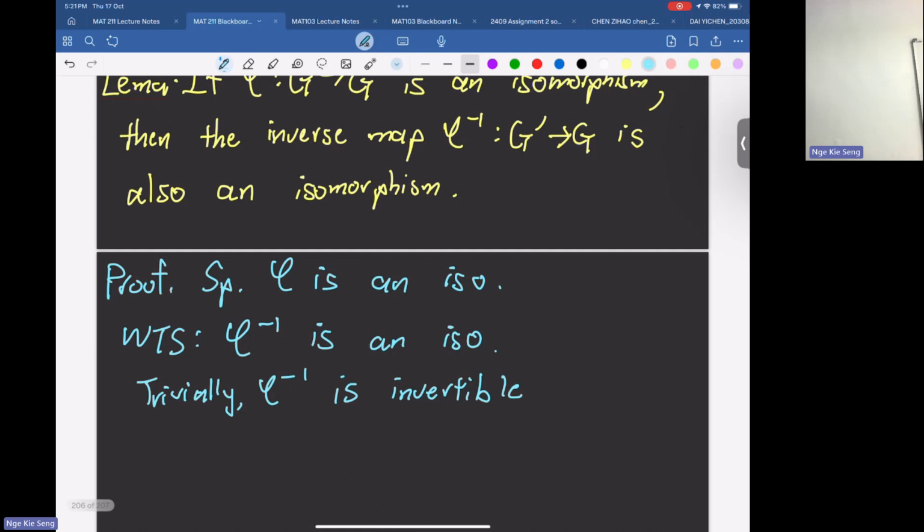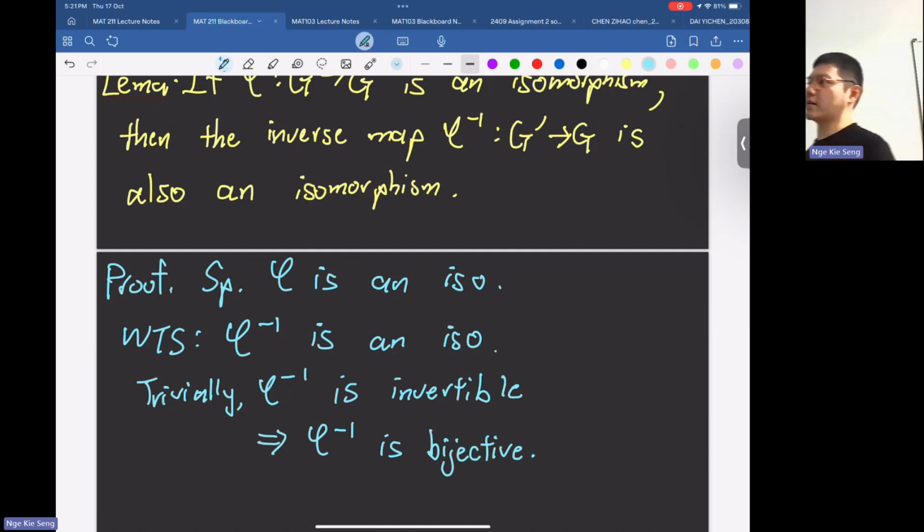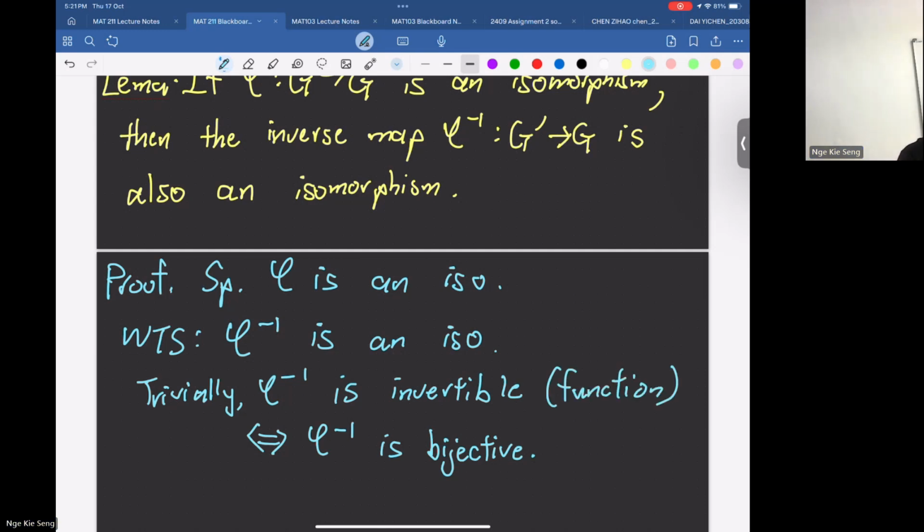Last time I proved as a lemma that if it is invertible, it means that phi inverse is bijective. If you forget the proof, you can take for granted that a function is invertible if and only if it is bijective. I also produced a proof inside the notes, around lecture 6.5. Don't confuse this with general invertibility of a group element; this is for functions. So this is automatically satisfied.